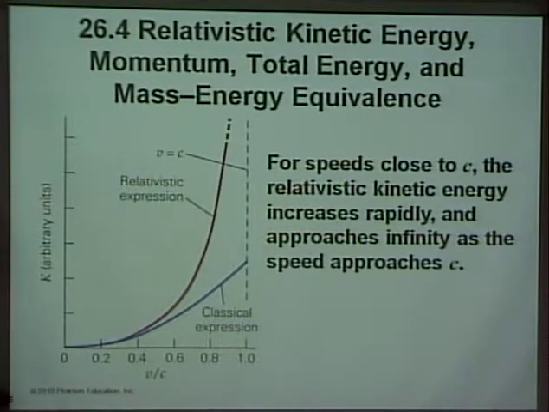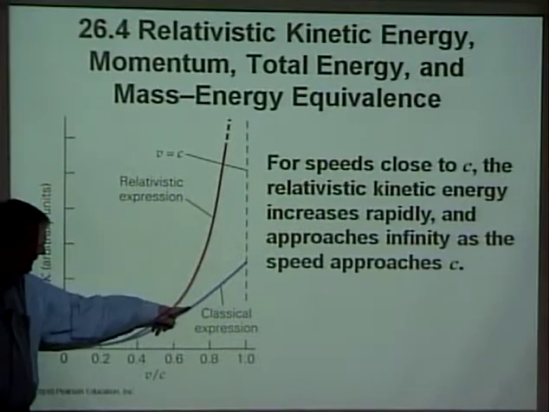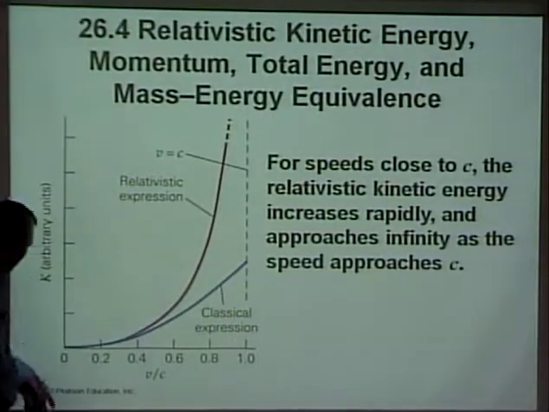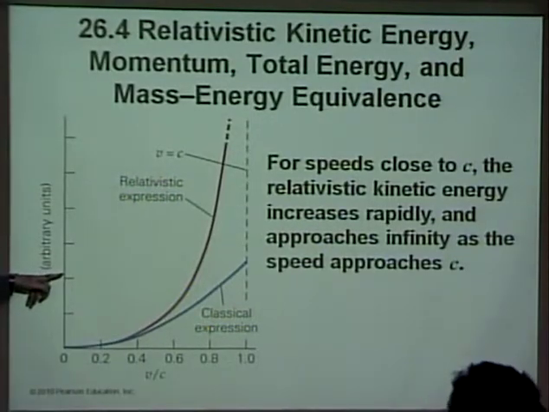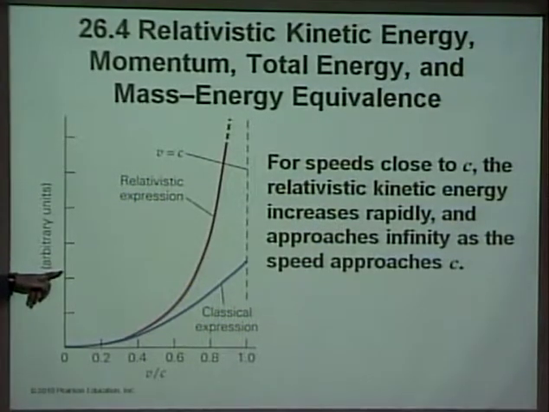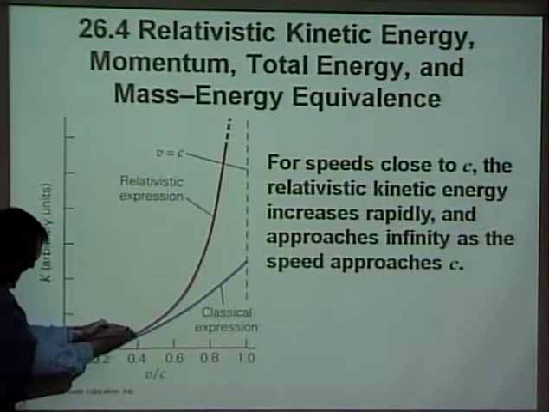Okay, so for the classical expression, as you can see, as we get closer and closer to the speed of light here, then the classical expression of the kinetic energy does not reveal at all what the actual kinetic energy is of the thing, okay? All right, once we get up here around 0.4, see how this starts to split?